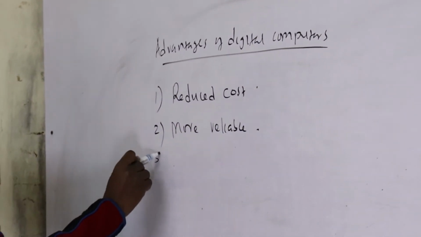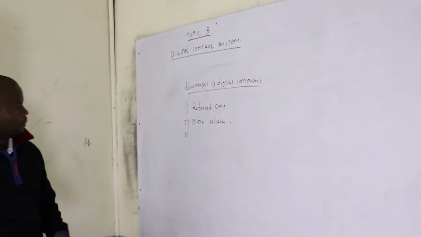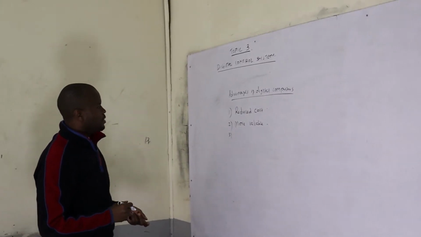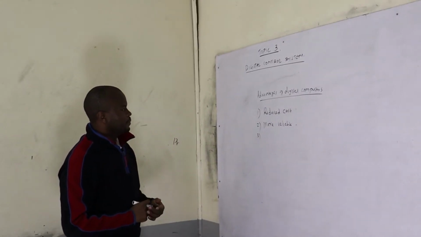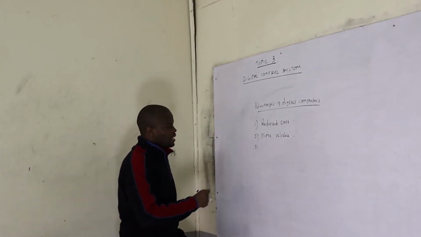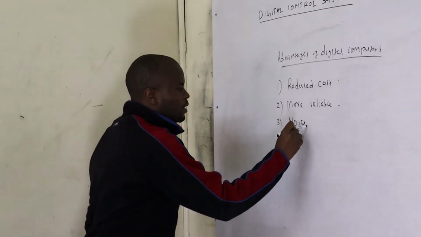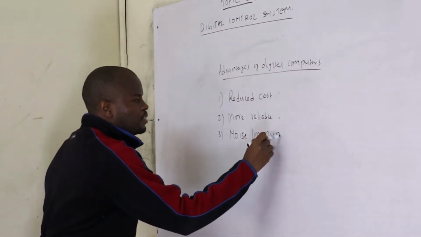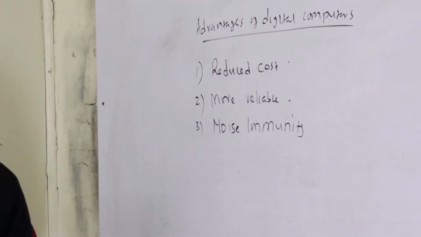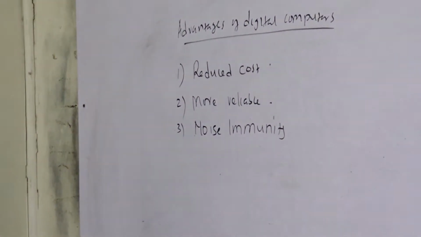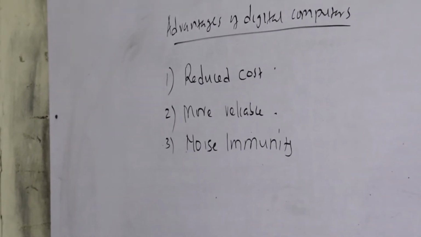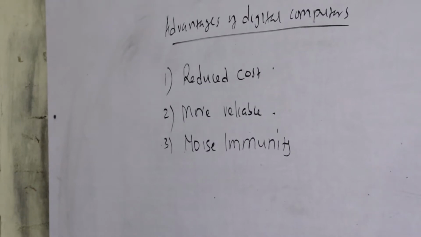We can talk about it being reliable because, of course, digital signals are not always exposed to a lot of interference. Another one attached to this is noise immunity. It is always immune to noise. When we talk of noise immunity, we can say that it is only the digitized information that can be transported through a noisy channel without degradation.